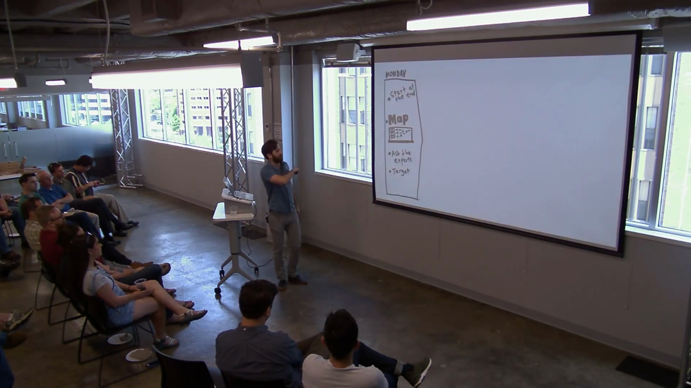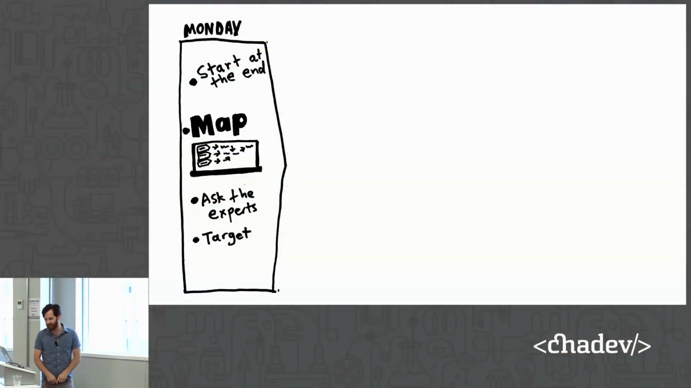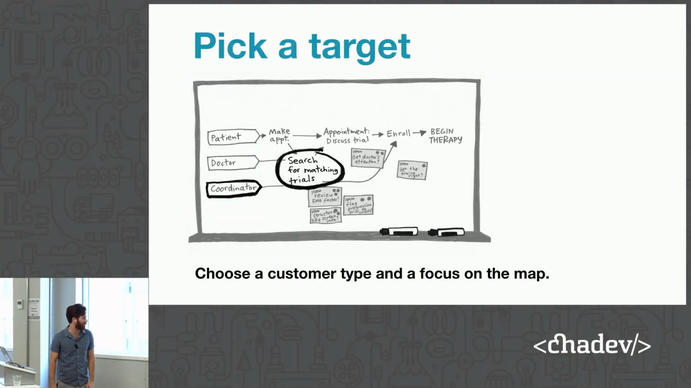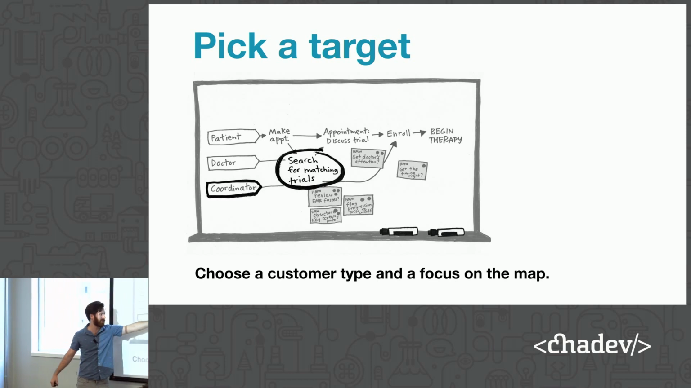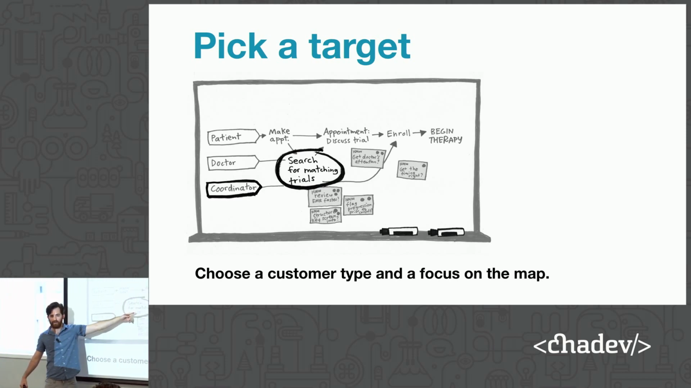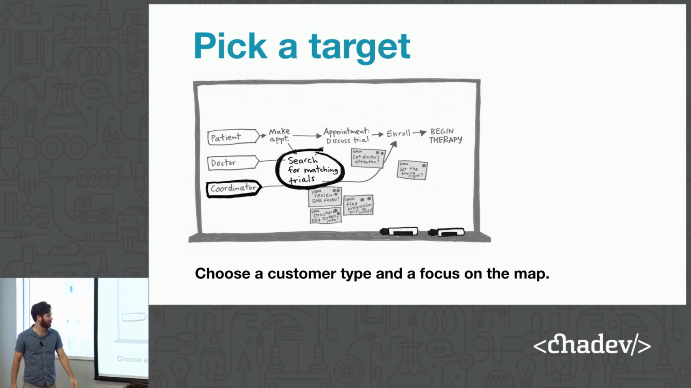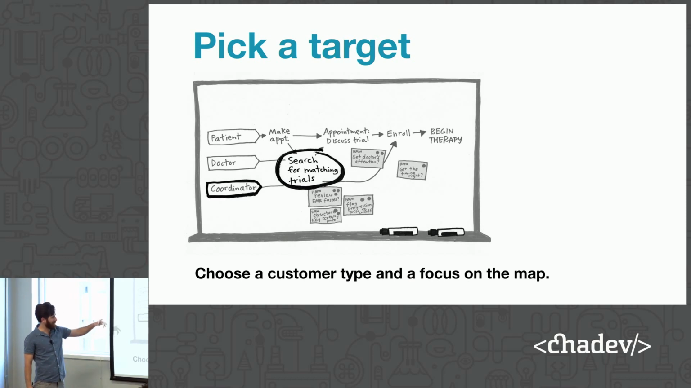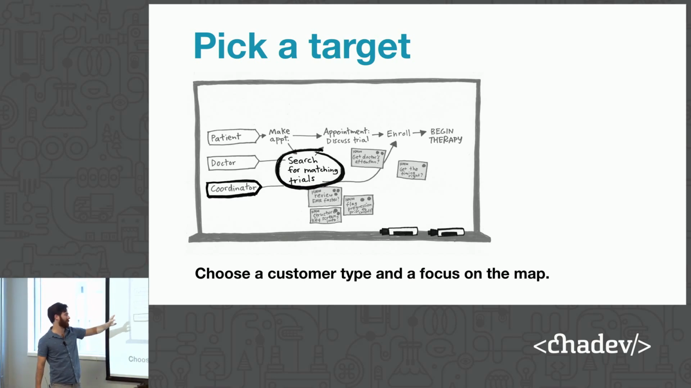So at the end of the day, after you've asked the experts and they've helped you out, you're going to pick a target. And what that looks like is you focus on one customer or one actor in this process and their experience at the crucial moment in your product, or in their experience. This could be a need or an experience in the product.